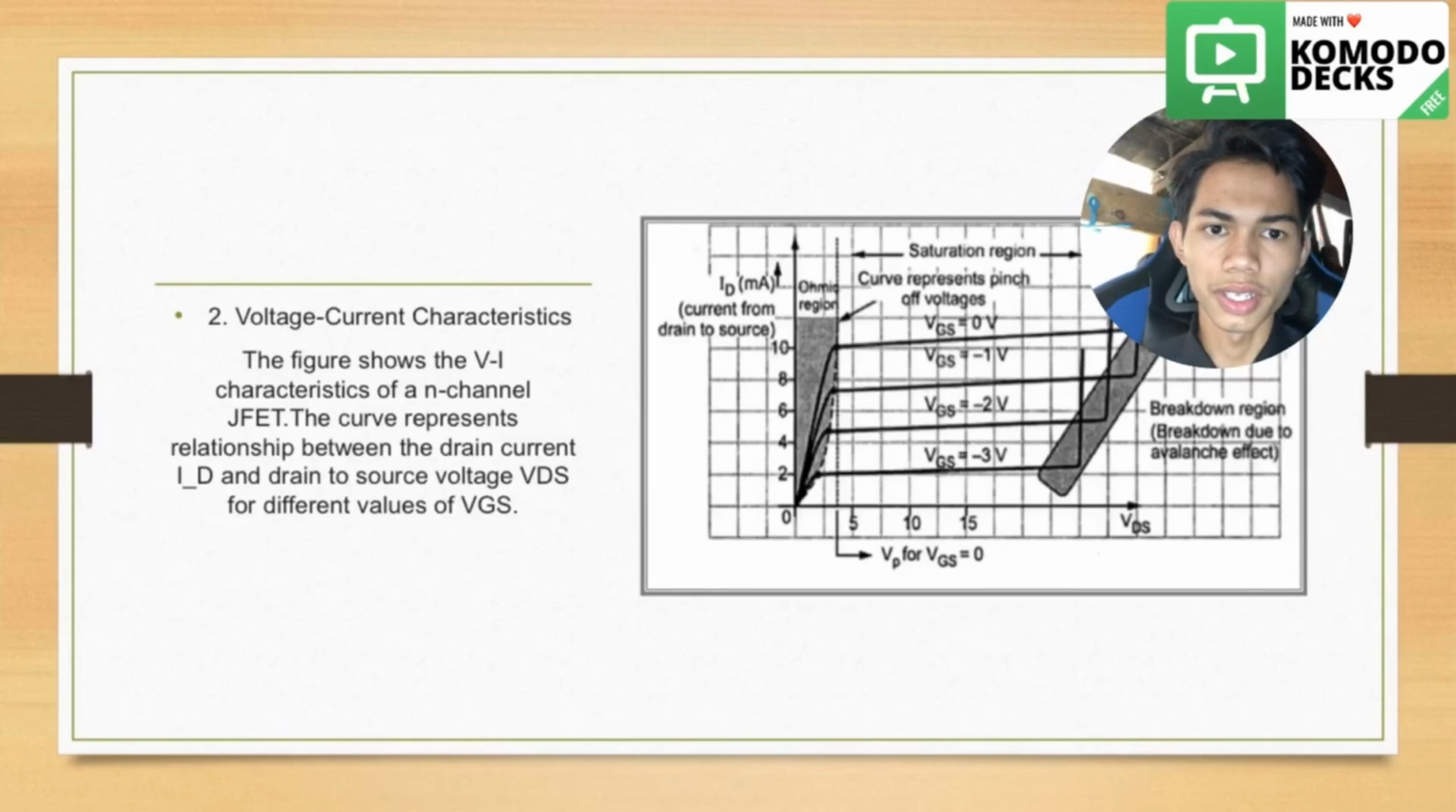Voltage current characteristics of N-type. The figure shows the VI characteristics of an N-channel JFET. The curve represents the relationship between the drain current ID and the drain to source voltage VDS for different values of VGS.